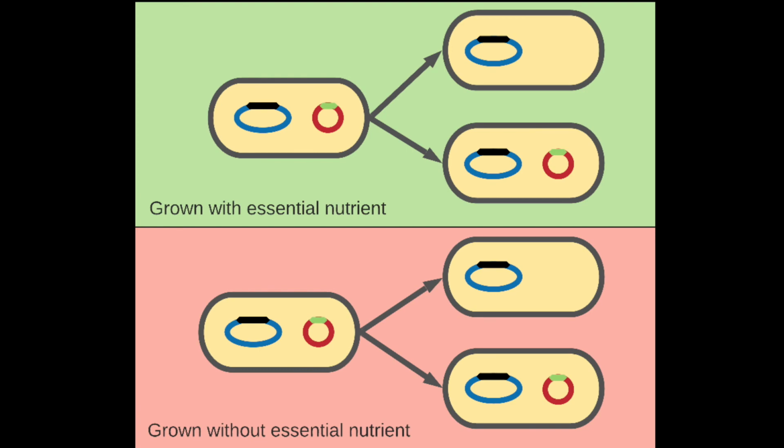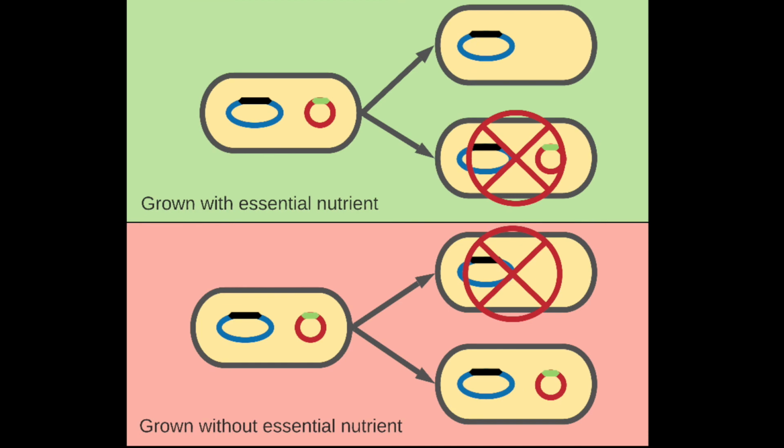If the media does supply this nutrient, then again we see the same selective pressure that was our original problem. However, if we don't provide this nutrient, then the bacteria retaining the plasmid will have the selective advantage because they have this extra plasmid, and the bacteria without the plasmid won't grow because they're lacking this nutrient.